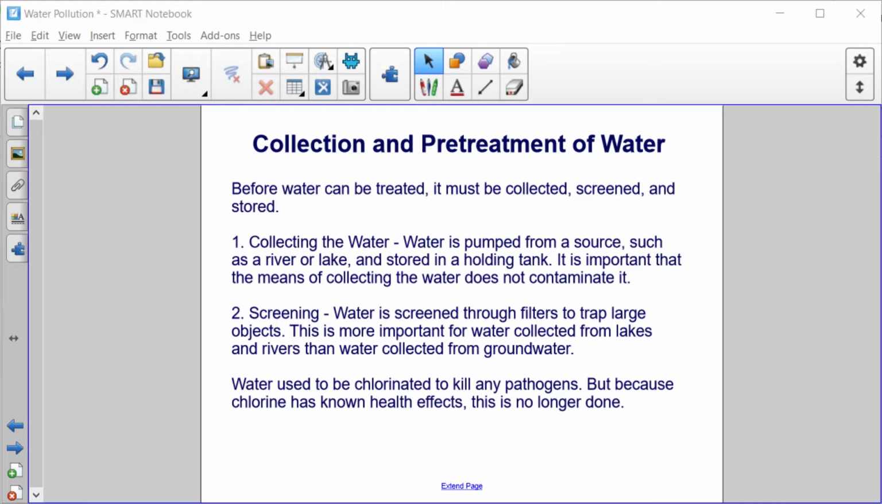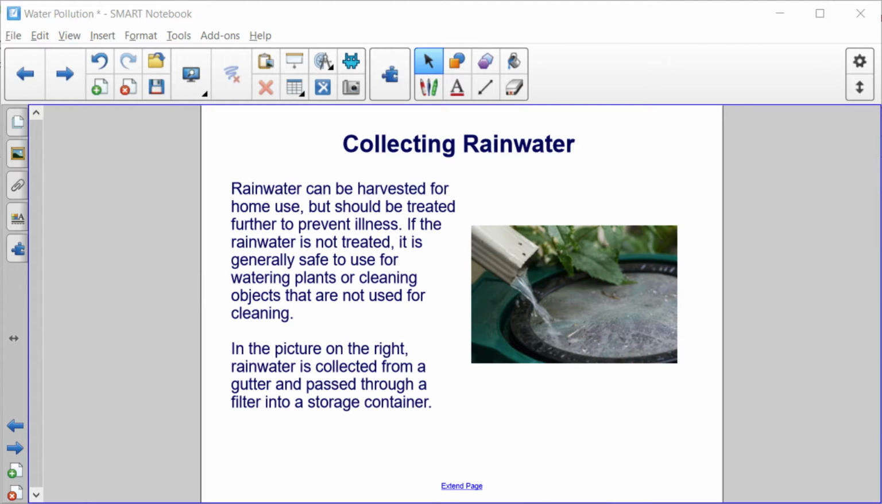Water used to be chlorinated to kill any pathogens, but because chlorine has known health effects, this is no longer done. Collecting rainwater. Rainwater can be harvested for home use, but should be treated further to prevent illness. If the rainwater is not treated, it is generally safe to use for watering plants or cleaning objects that are not used for cleaning. In the picture on the right, rainwater is collected from a gutter and passed through a filter into a storage container.